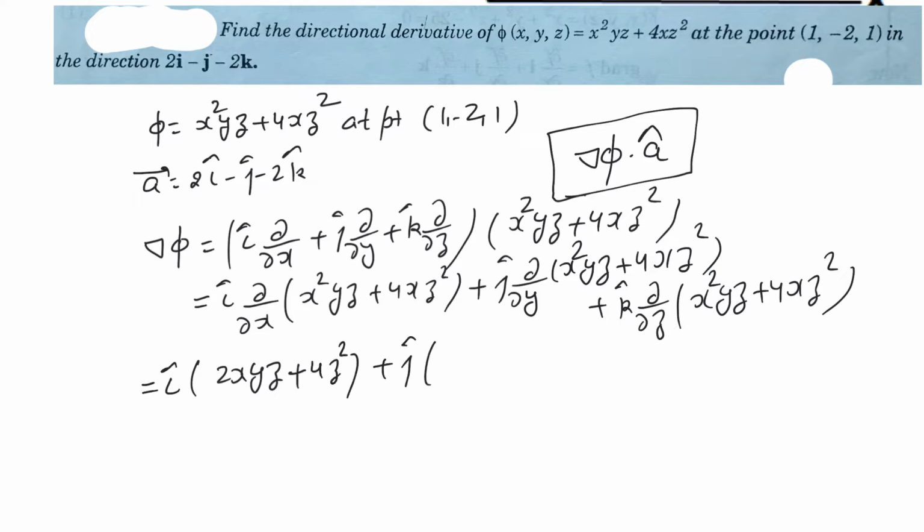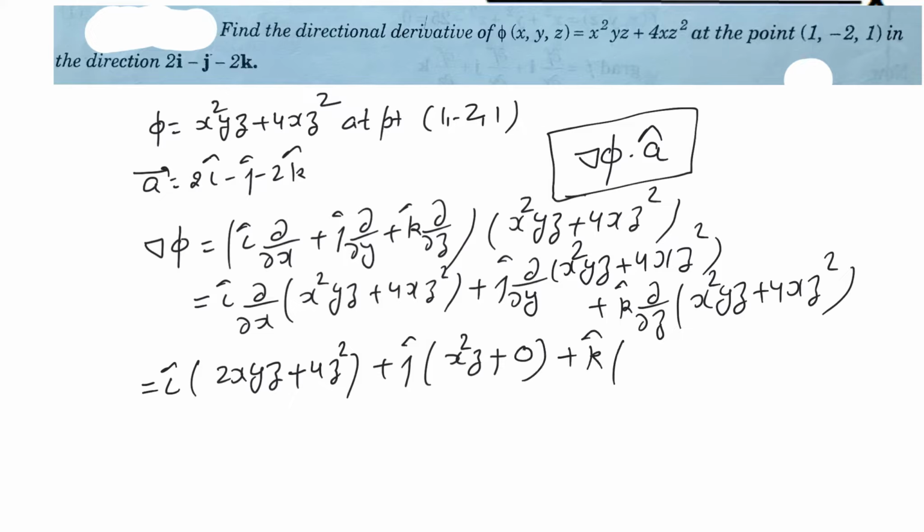Plus j cap. Now this means differentiation partially with respect to y, keeping x and z constant. With respect to y it will be 1. So here it will be x²z plus, it contains no terms of y, x is a constant, z is a constant, so differentiation will be 0. So you are going to write it as 0.